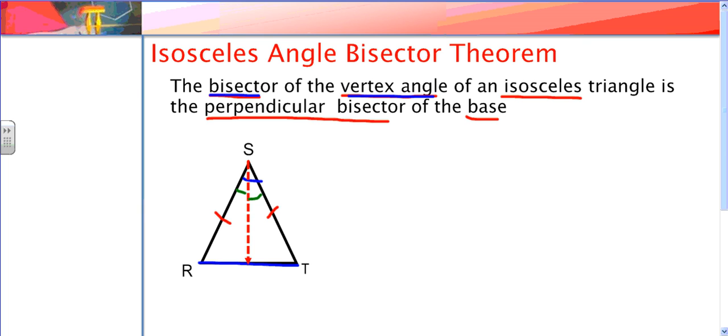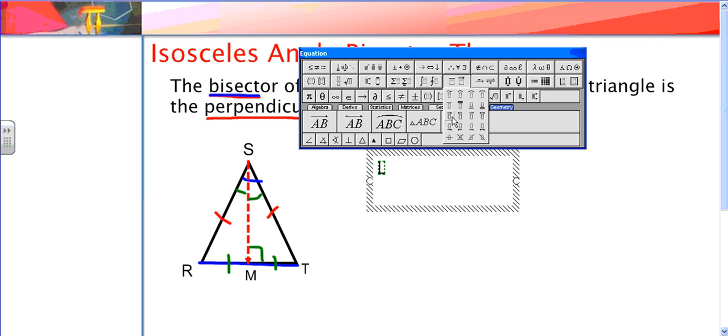If we do that, then that bisector is the perpendicular bisector of the base. So that tells us two things. First, it tells me that it makes a 90-degree angle with the base. Second, it tells me that it cuts that base in half. So let's label this point M. If we make point M right there, now we also know that RM is congruent to MT. So let's write that down. RM is congruent to MT.